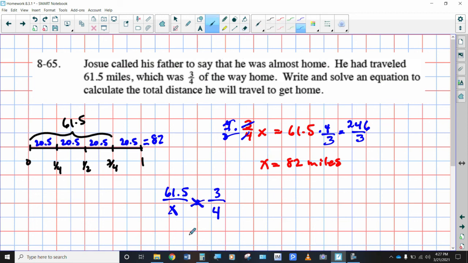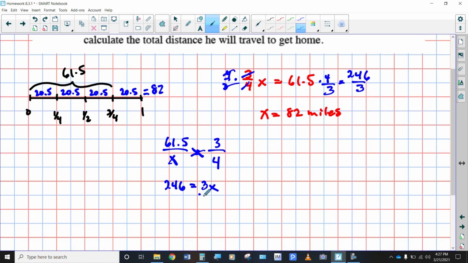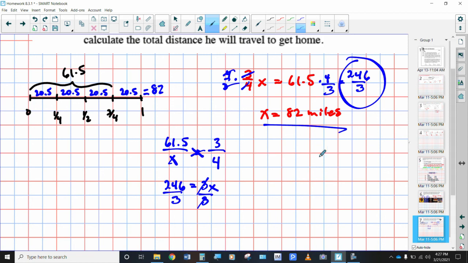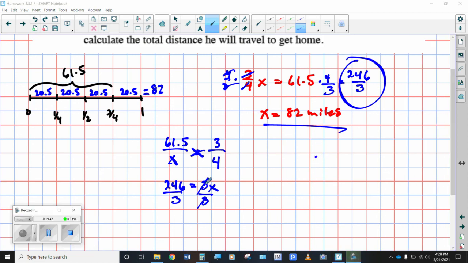So if we cross multiply, we get 246 is equal to 3 times x. And then when we divide both sides by 3, you're going to get your answer of 82. So a few different ways to solve proportional type situations.